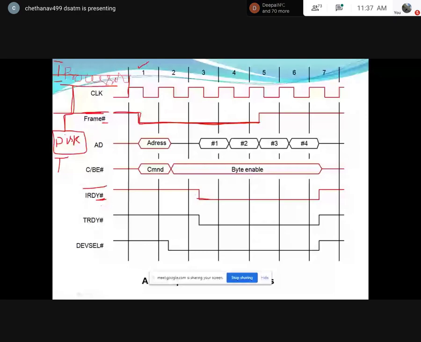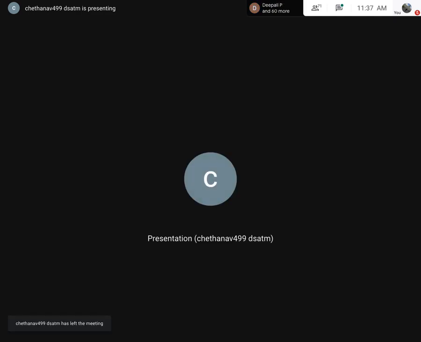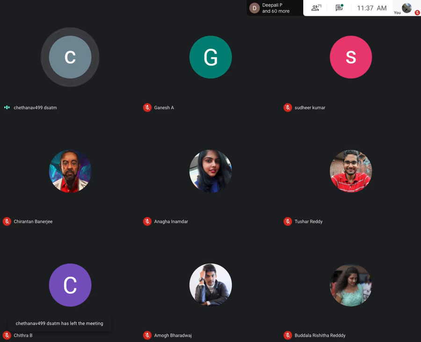Now the frame signal has been initiated by the processor. The processor has requested the data from the disk.